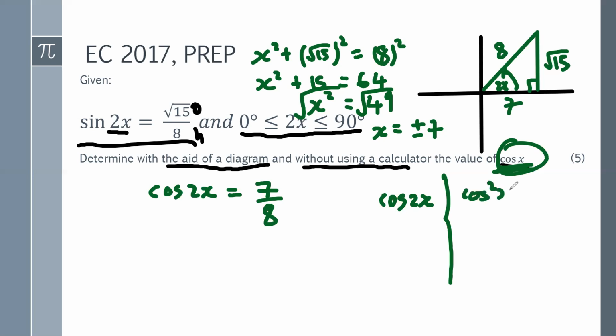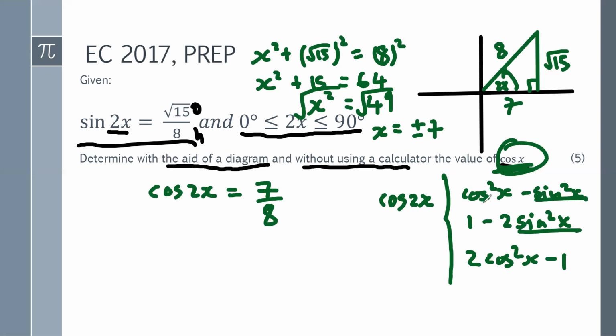One of them, actually two of them, has sine in them. The first one is the difference of two squares, cos squared x minus sine squared x. The second one is 1 minus 2 sine squared x. And the third one is 2 cos squared x minus 1. Now, we don't want to complicate our lives by having to substitute sine x. Already we were given sine 2x.